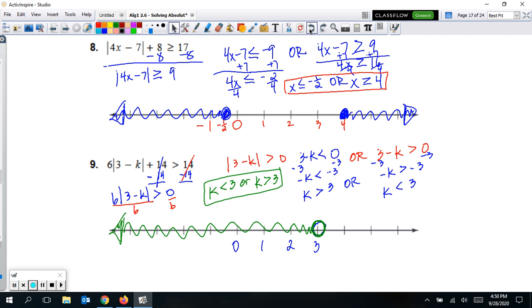So we have a shading going off to the left of that hole and a shading going off to the right of that hole. So basically this is very close to being all real numbers. It is all real numbers except 3. So you could even say that as an answer almost, all real numbers except 3. But this is the inequality because it's everything here except for the number 3.